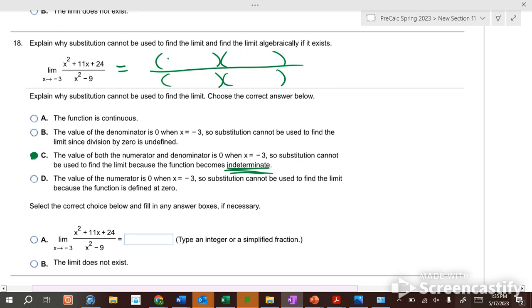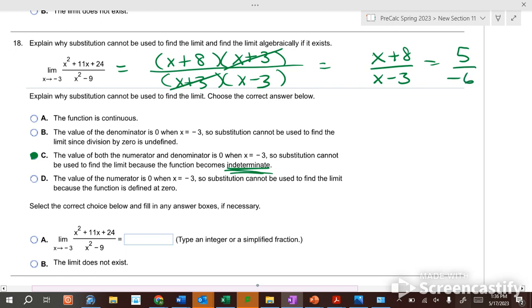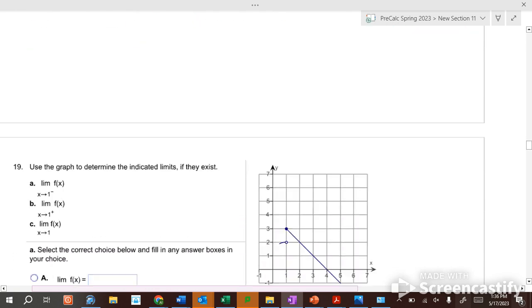Okay, so we have x and x. Signs are the same. They're both positive, plus and plus. Factors of 24 are 8 and 3. So it's x plus 3, x minus 3 here. Those cancel. And now life is good, because now we can use direct substitution. Put in negative 3 here, we get 5. Put in negative 3 here, we get negative 6. So it's negative 5/6. Boom. We are able to find the limit, even though it's 0 over 0.